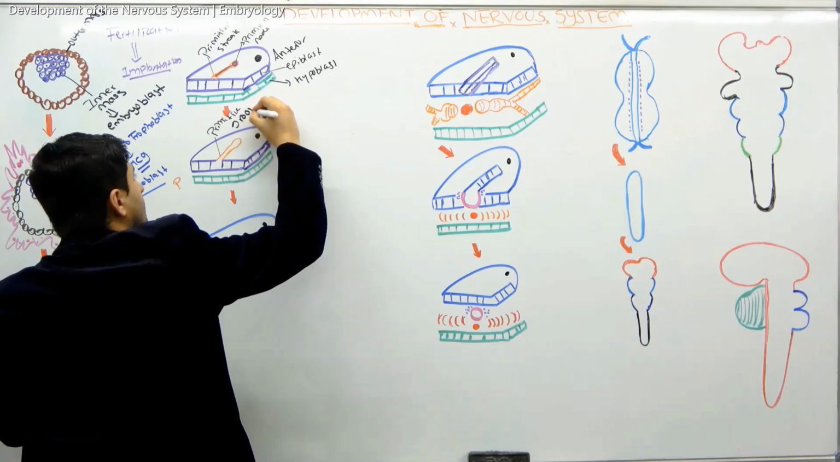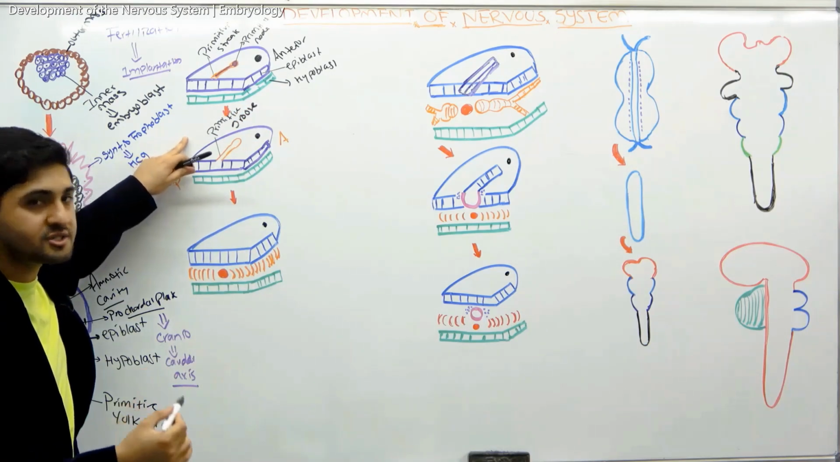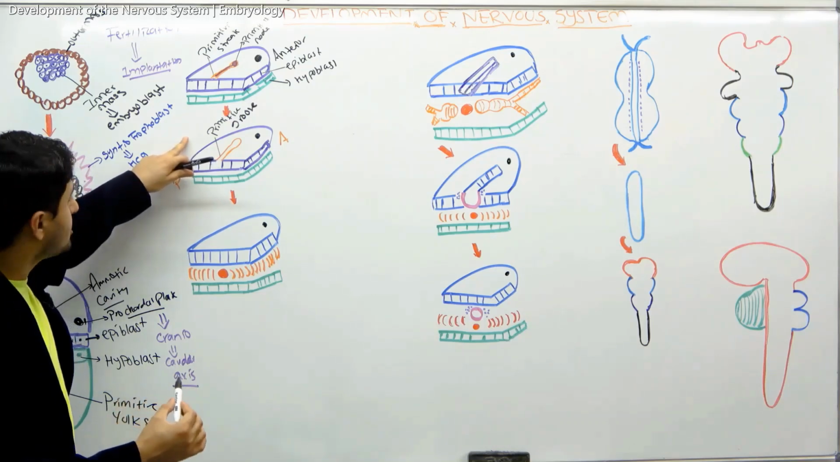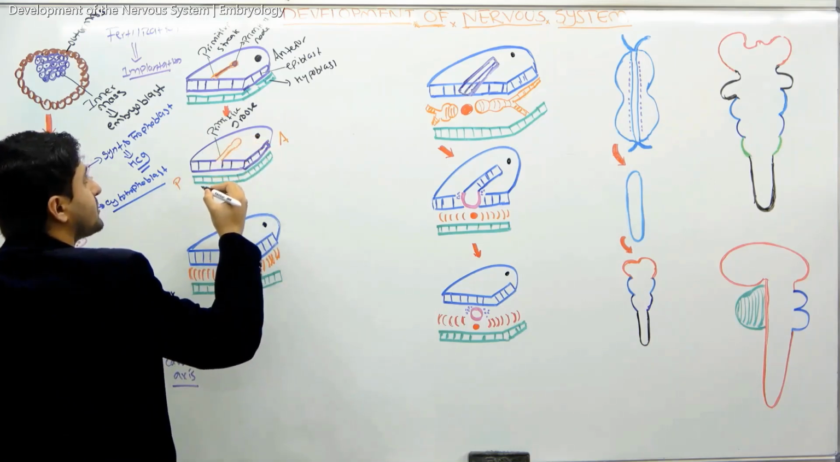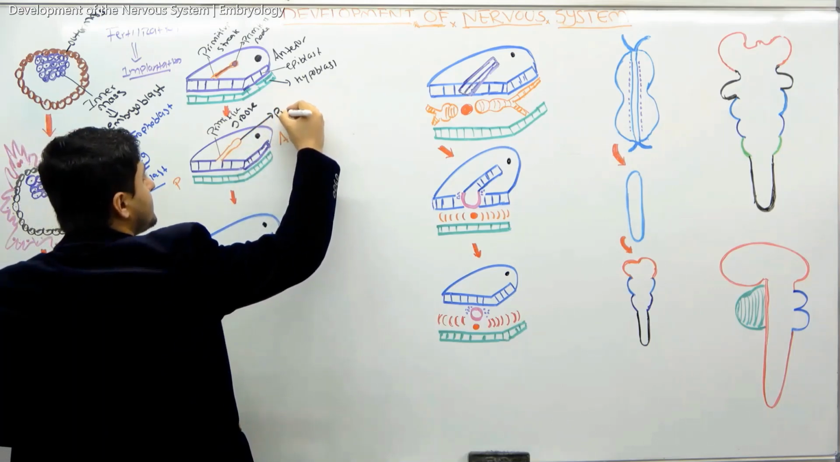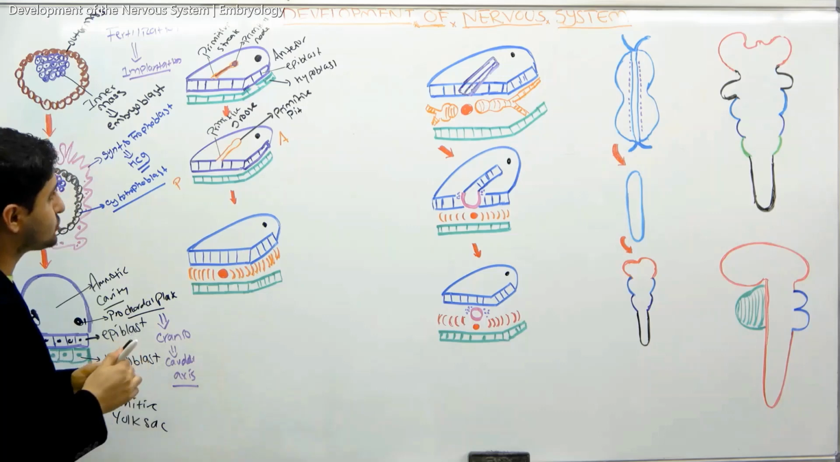Primitive groove. I'm just trying to go into a little more detail. There are so many words like primitive pit and primitive node, so I'm just trying to help you understand what this means, all right? And this right here, we no longer call a primitive node because it creates this cavity. We call it the primitive pit right here. That's what's happening, right?